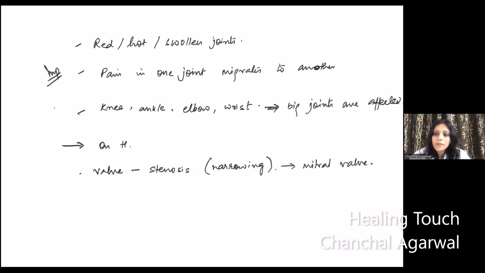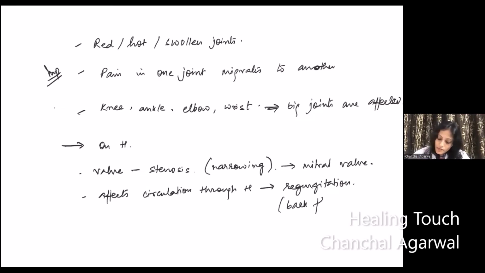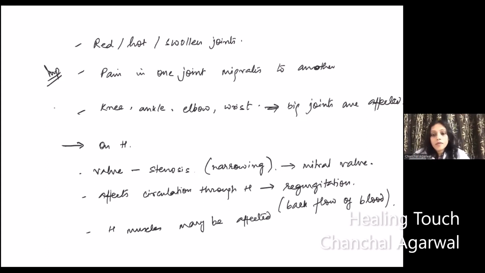So you can imagine the impact of this bacteria on the body. It is affecting the heart. It may also change the circulation of blood through the heart. This is called regurgitation. Regurgitation means backflow of blood in the heart. Also, the heart muscles may be affected. Now we can understand the severity of this type of strep infection in the body.